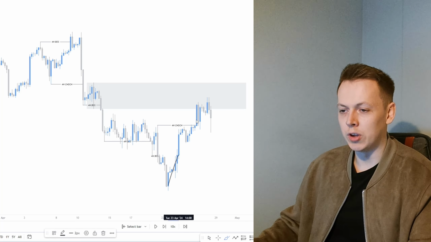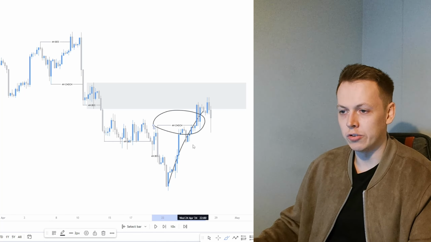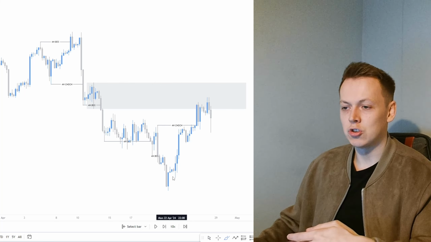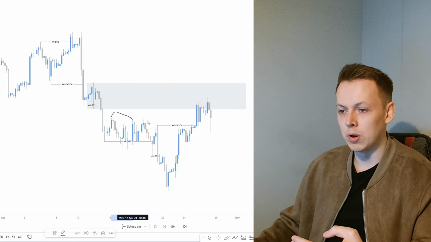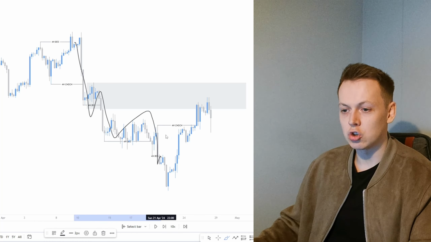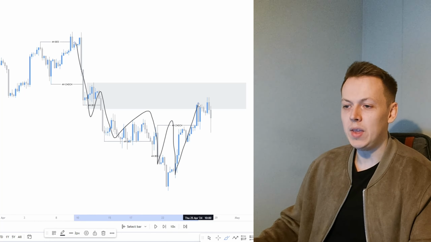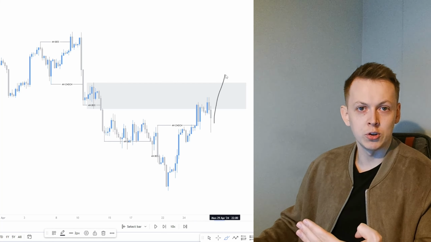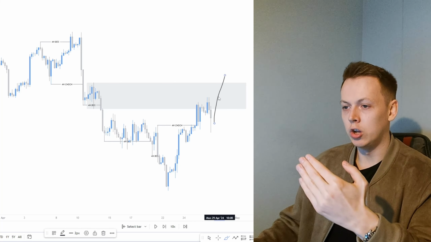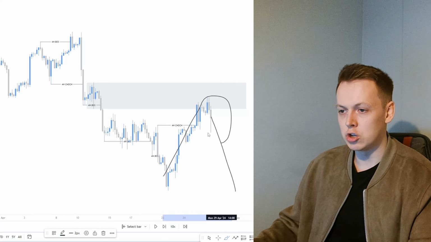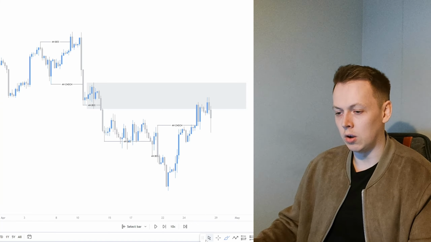Now you can see that we've come up and we've had this change of character. Again, we were looking at potentially some kind of redistribution. You can see that we're sweeping above all of this liquidity. We've now changed trend, we've now broken up, and we have to ask ourselves the question: are we going to continue in the upwards direction, or are we going to continue moving back down lower after we have redistributed? This is what we need to pay attention to.